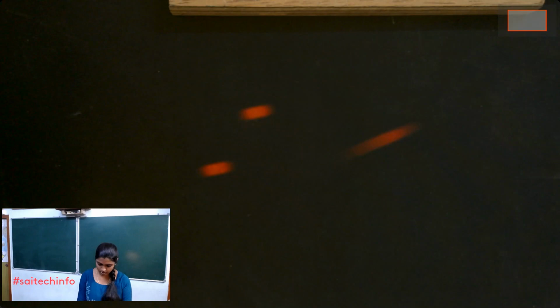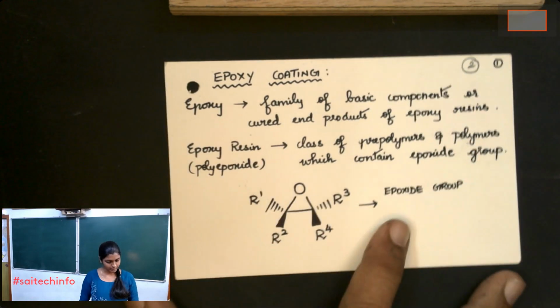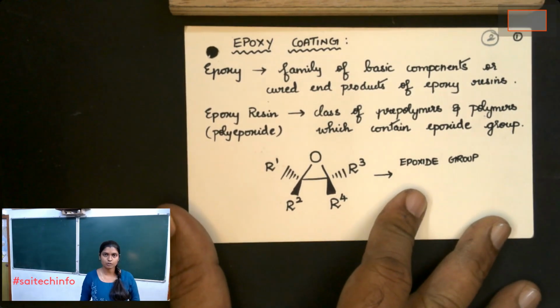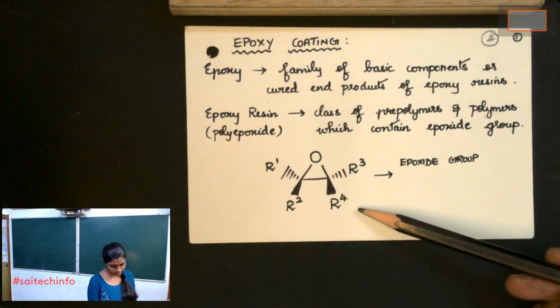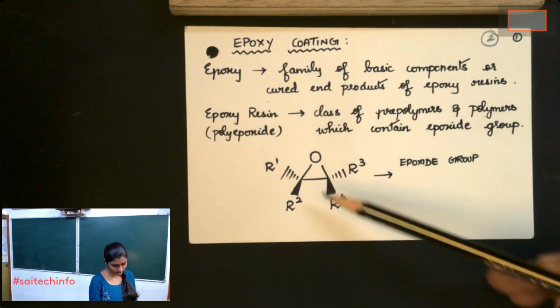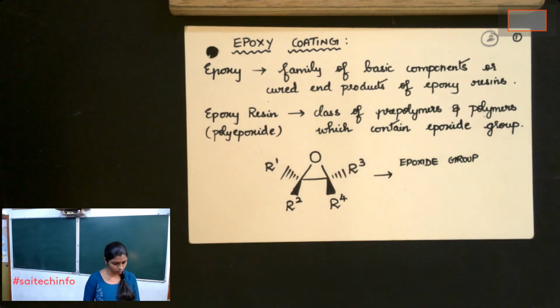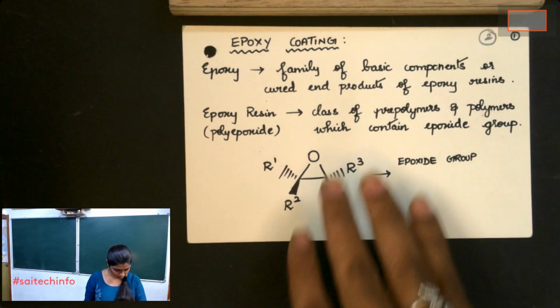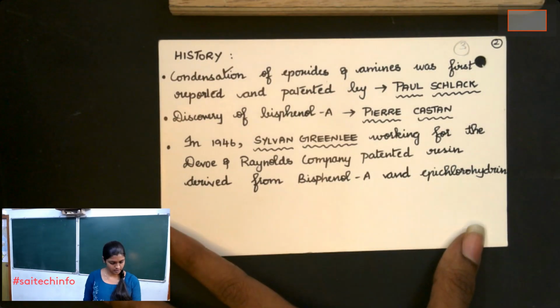Before going to epoxy resin, let's see what is epoxy. Epoxy is a family of basic components or pure end products of epoxy resins. Epoxy resin is also known as polyepoxide. It's a class of prepolymers or polymers which contains epoxide group, and this is the structural representation of the epoxide group, which is a cyclic structure in which an oxygen atom is present and there are 2 carbon atoms attached to it. And now let's see about the history of epoxy resin.